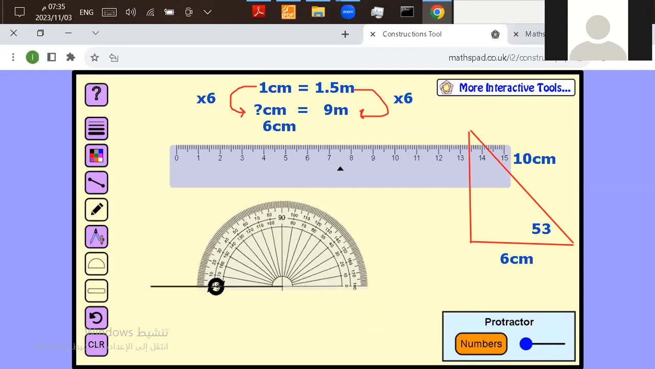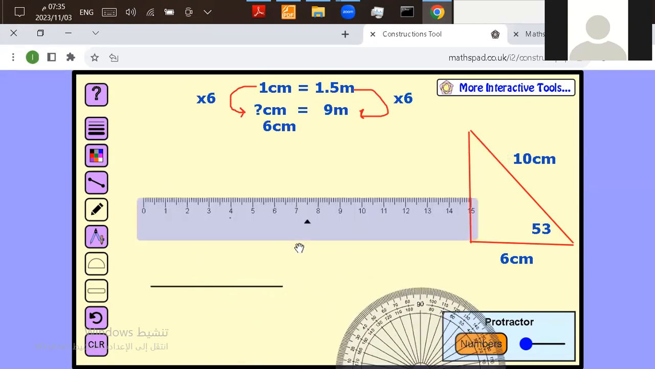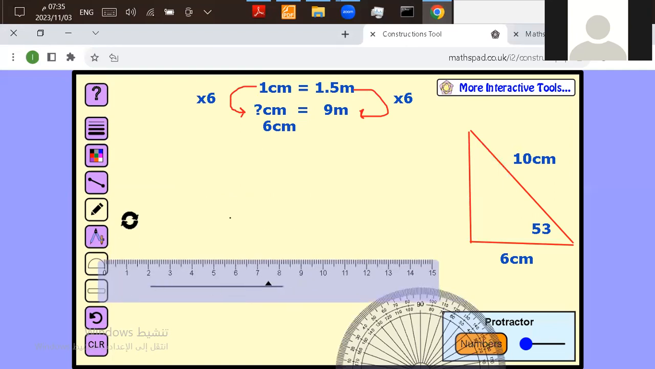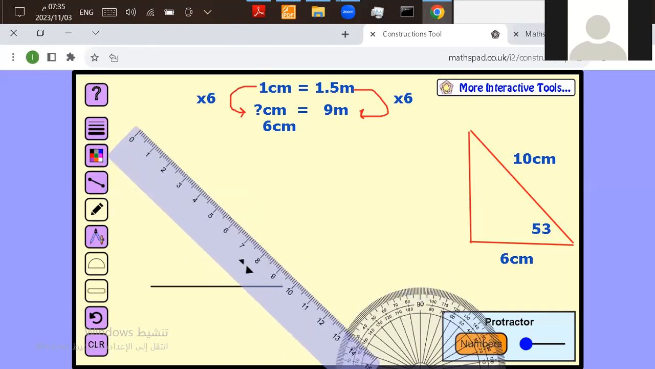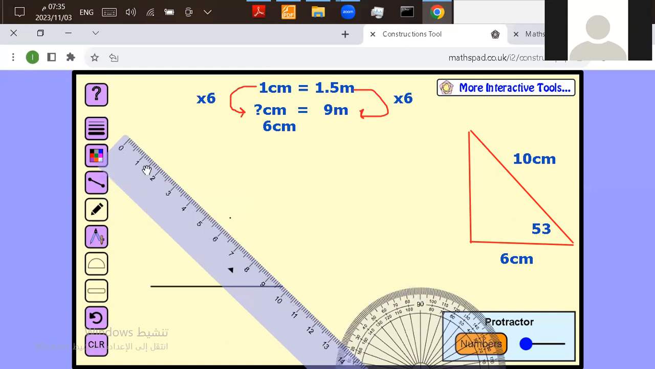I need to find the 53 degrees. And this degree opens from this line. So I'm going to start from this line. So 0, 10, 20, 30, 40, 50, 53 is here. I'm going to put a line like this, remove this, and then I'm going to come with the ruler and connect the two lines together. This and this. And to connect them, I need 10 centimeters. 10 centimeters.